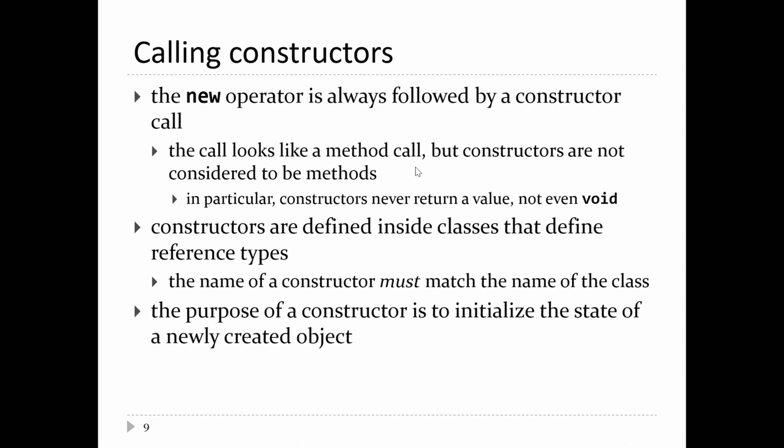The Java language says a constructor is not a method. So that's just the way it is. Looks like a method, it's not a method. One of the reasons it's not a method is because constructors never return a value. They don't even return void. So it looks like a method, you use it like a method, it doesn't return anything. That's why you need new in front of it. New returns the reference to the created object.